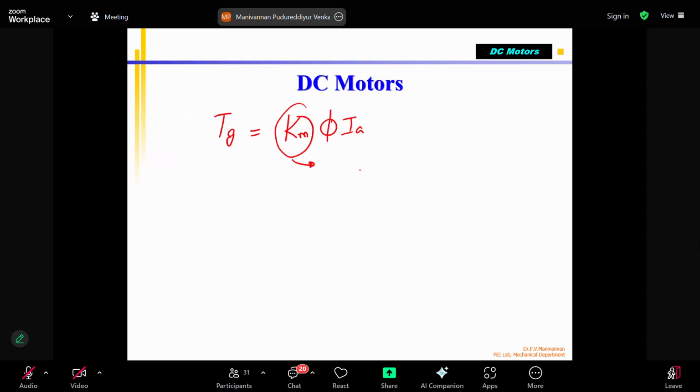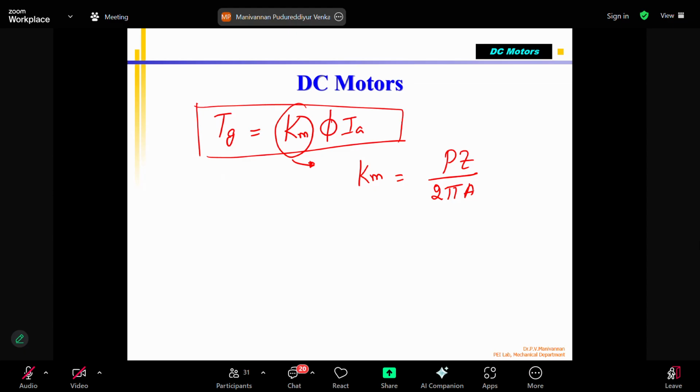So here Km equal to, this is the final equation, short form, correct? Where Km equal to, we know that it is PZ divided by 2 pi A. This is called the motor constant. Sometimes they put just K alone. Some books put Km, some books put Ka. Don't get confused, they call it the motor constant.